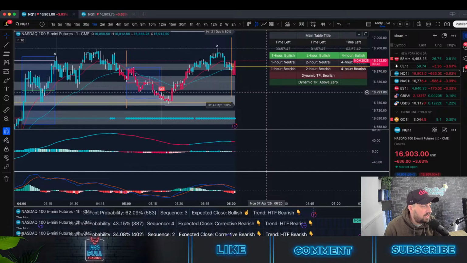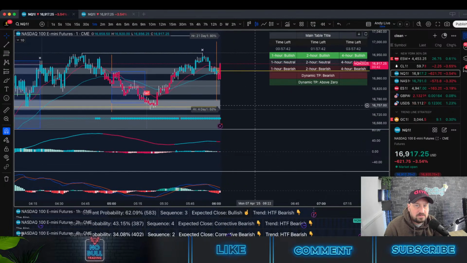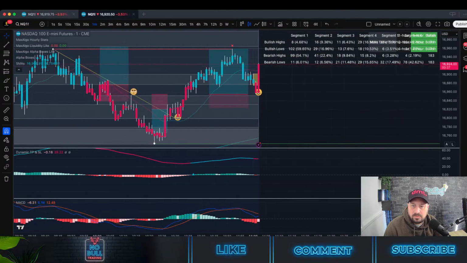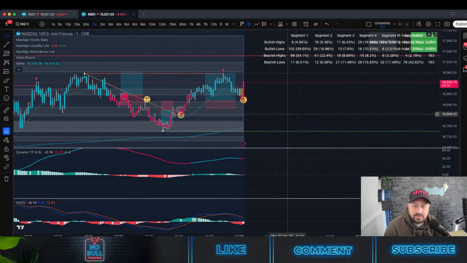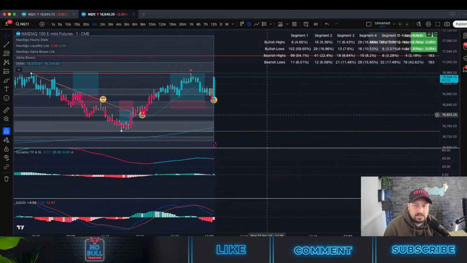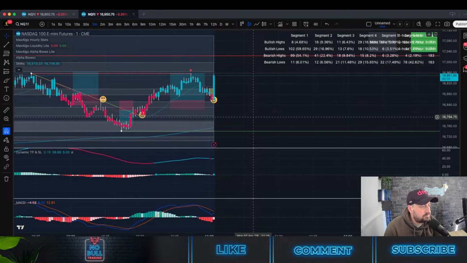Just flipping that 4 hour and 1 hour. Remember, this is everything now. Nice correction. That's a big candle. We'd normally like something a little bit smaller to get in, realistically.